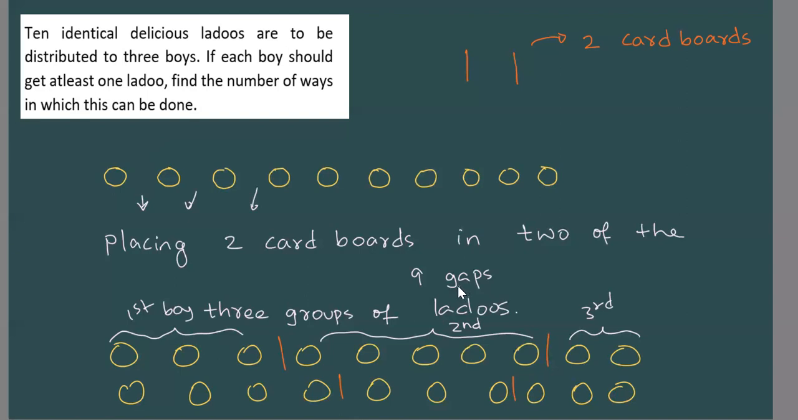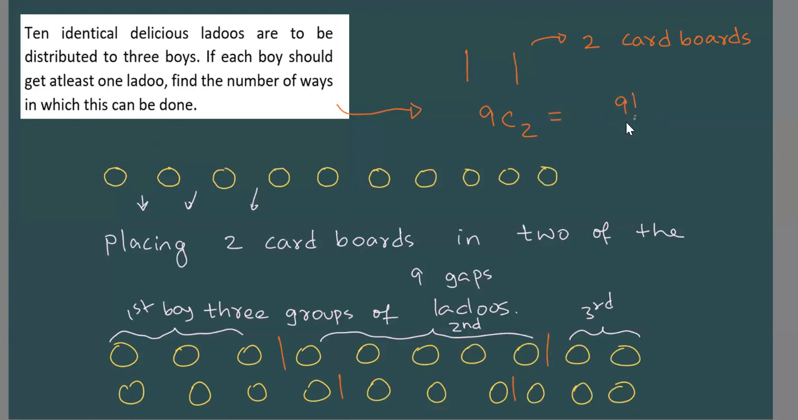Now we have studied selections. So we know if you have to select 2 out of 9, all we have to do is compute 9C2, right? There are 9 gaps. We need 2 gaps. In each gap, we are placing 1 cardboard. Is everyone okay here? Yes, sir.